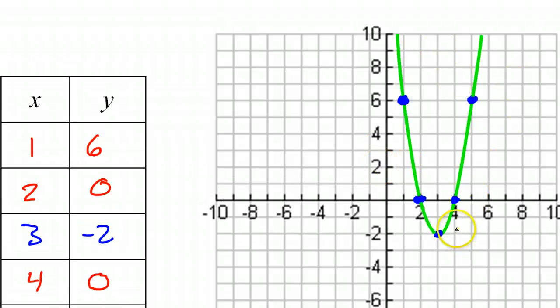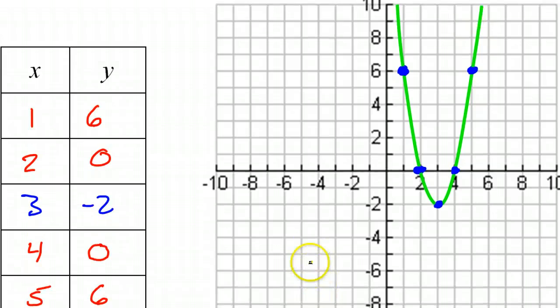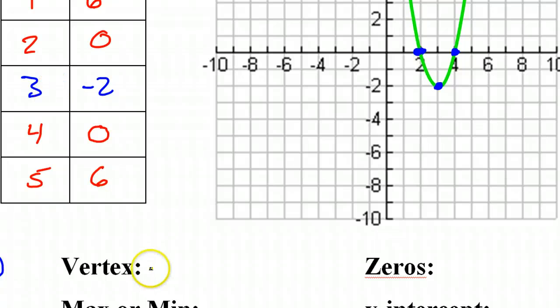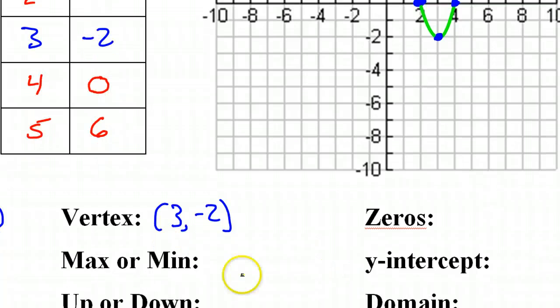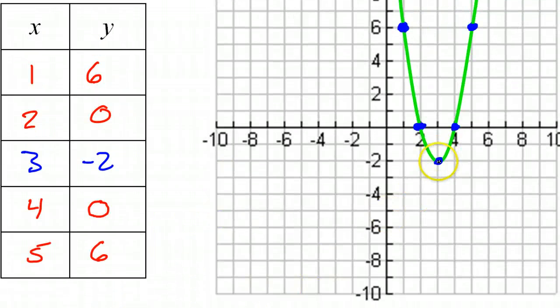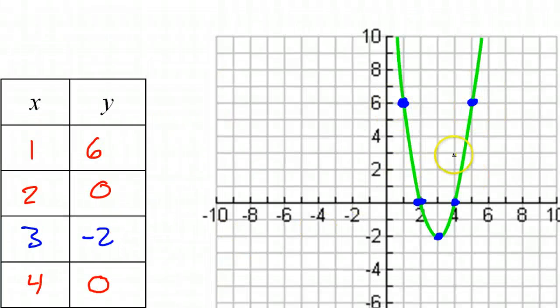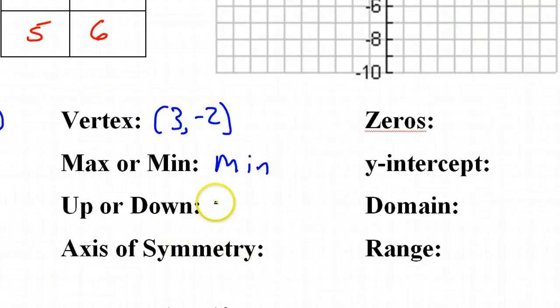Okay, so there's a nice graph of our parabola. Please, when you draw it, make sure you draw the parabola going all the way to the edge of your graph. Now as we've decided, the vertex is (3, -2). Is this vertex a maximum or a minimum? Well, you see how the vertex is sitting here at the bottom of the graph. It's the lowest point. It is a minimum. Okay, this graph faces up, so I'm going to put up.